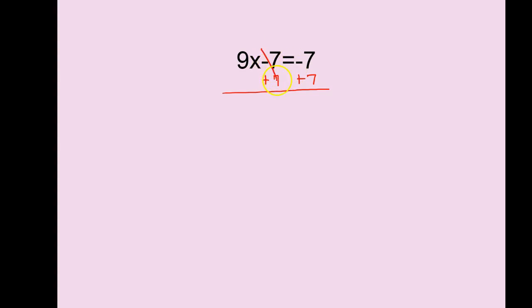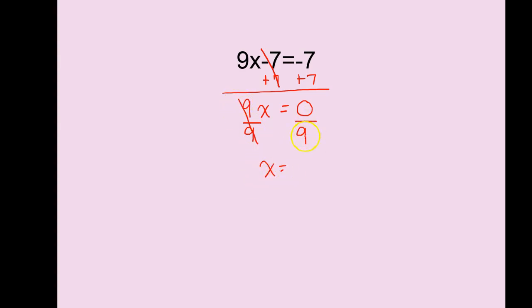So negative 7 and positive 7 cancel. So I bring down my 9x. And negative 7 plus 7 is 0. Now I do the same thing. So, the opposite of multiplying is dividing. And I do just that. I divide both sides by 9.